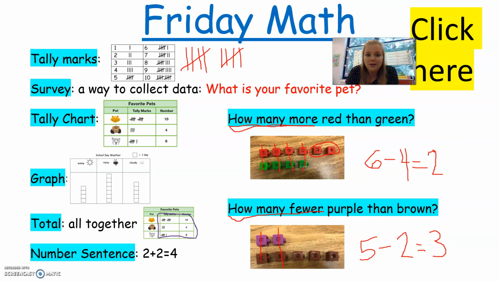The first one's tally marks. Remember, tally marks are 1, 2, 3, 4. Karate chop for 5, okay? Every time you get to a group of 5, you need to karate chop across.